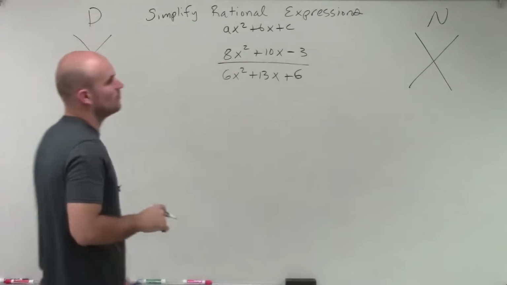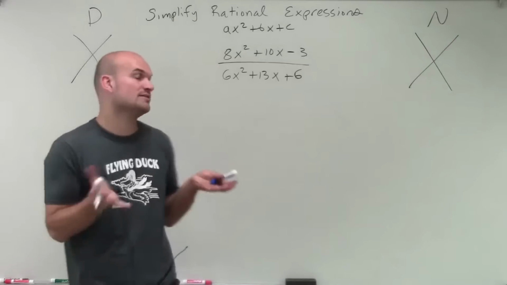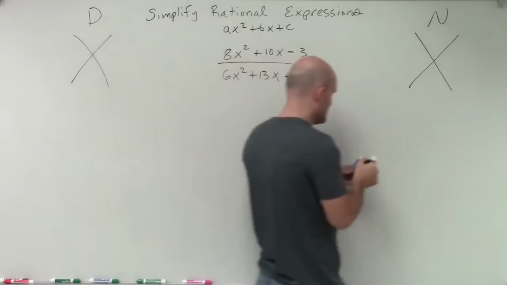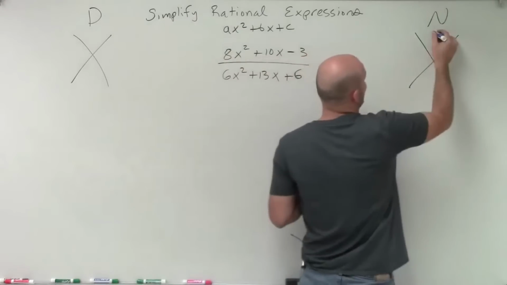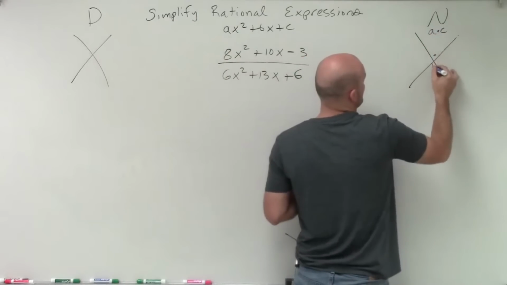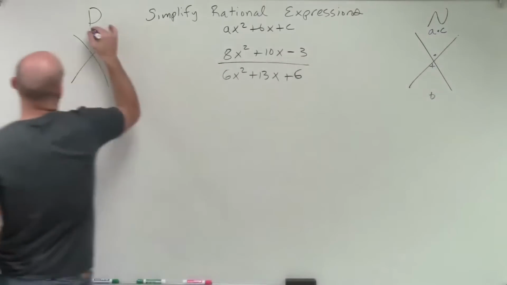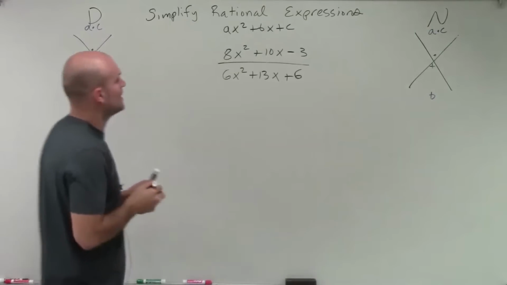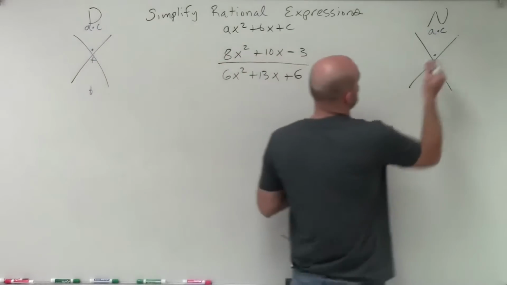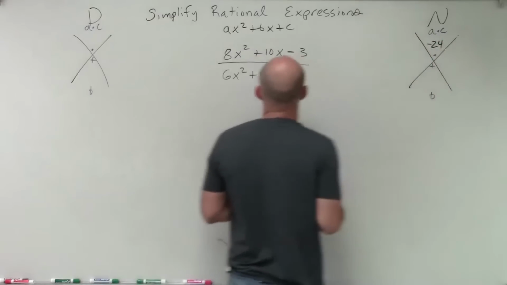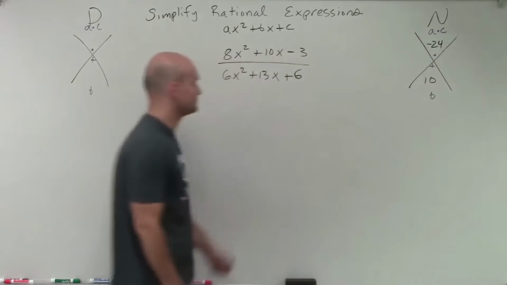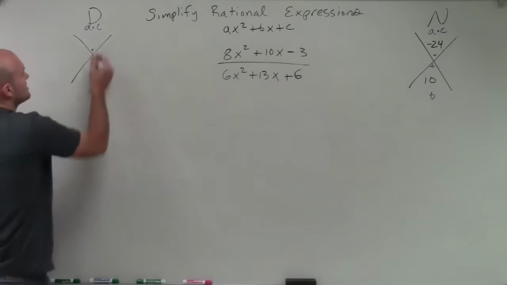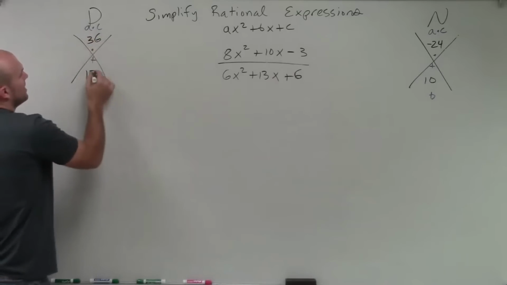Now I'm going to do this 2 different ways. However, the first part is always going to be the same. When factoring a trinomial when your a is not equal to 1, we need to determine not just what our c is, but what a times c is, and then what our b is. So for my numerator, a times c is going to be equal to negative 24, and my b is going to be a positive 10. My a times c over here, for my denominator, is going to be 6 times 6, which is 36, and then a positive 13.